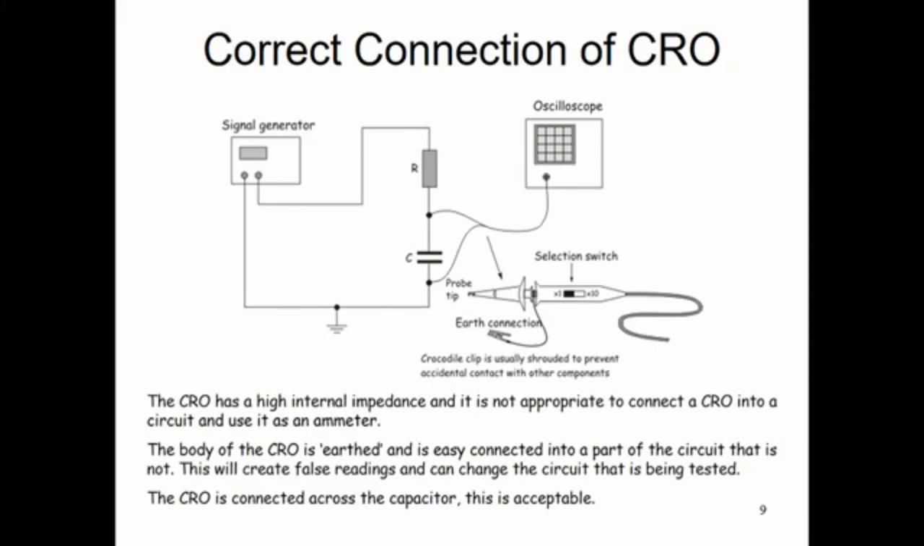The CRO is connected across the capacitor. This is acceptable. Now, in this configuration, as you see on the screen, this connection is right. What we've done, we've connected the positive tip of the probe to the positive part of the capacitor, and the earth connection of the probe to the earth, to this ground. And that's fine, which is also connected to another equipment, which is a signal generator in this case, and that is the earth part of it.